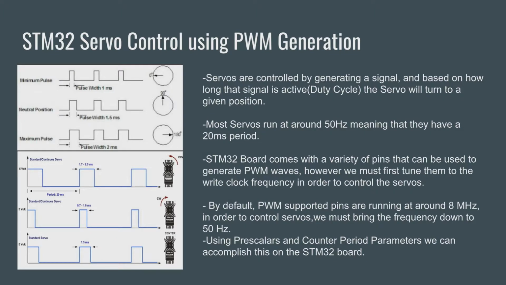So in order to have the STM board control these servos, we needed to lower its frequency down to around 50 Hertz, but by default, the Nucleo board has its supported PWM pins running at around 8 megahertz. However, we can easily lower this frequency down to 50 Hertz by using prescalers and counter period parameters that we can set using the application we had previously discussed.